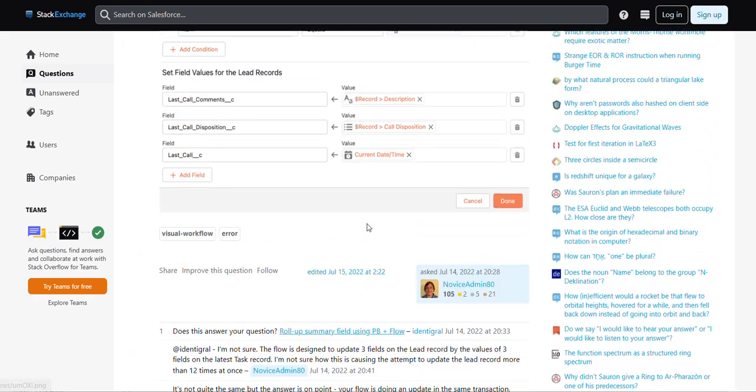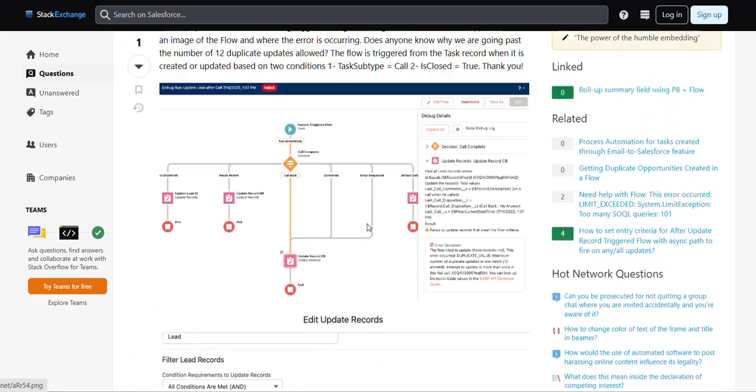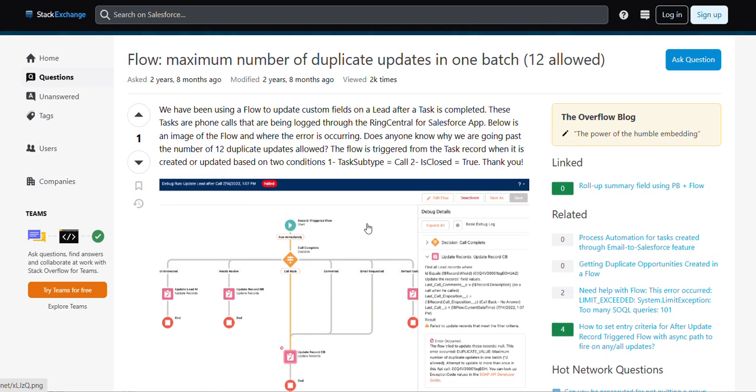So when you understand the actual root cause, right, you could understand how to build the architecture of your solution around it.